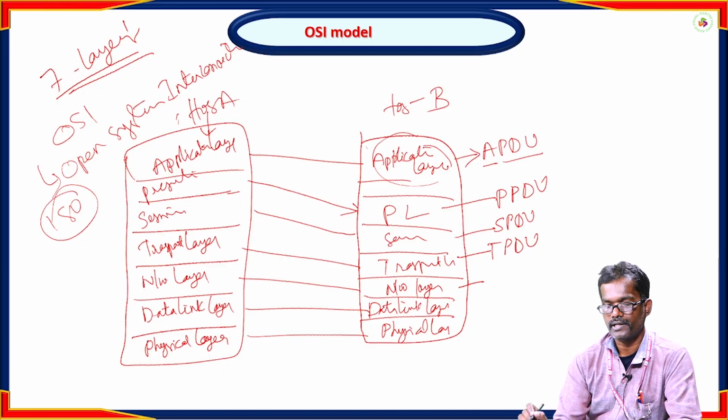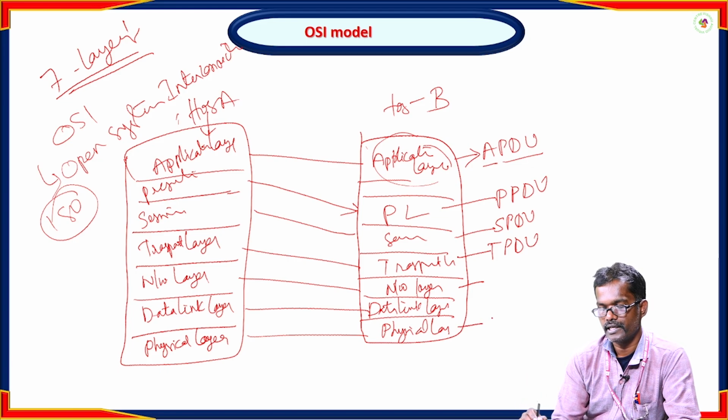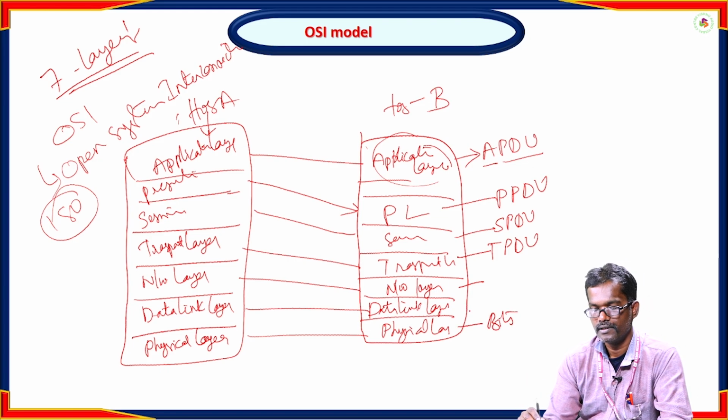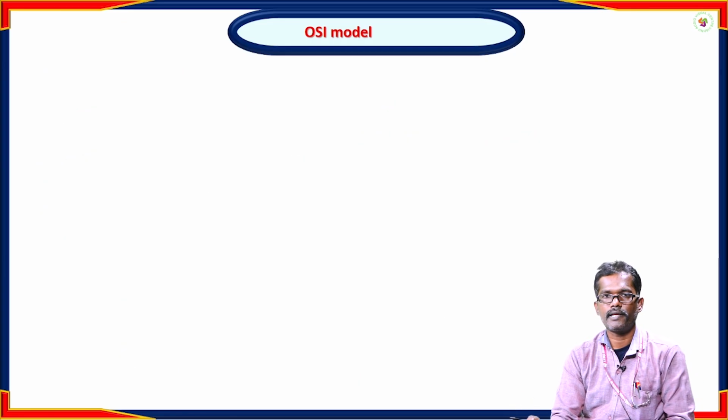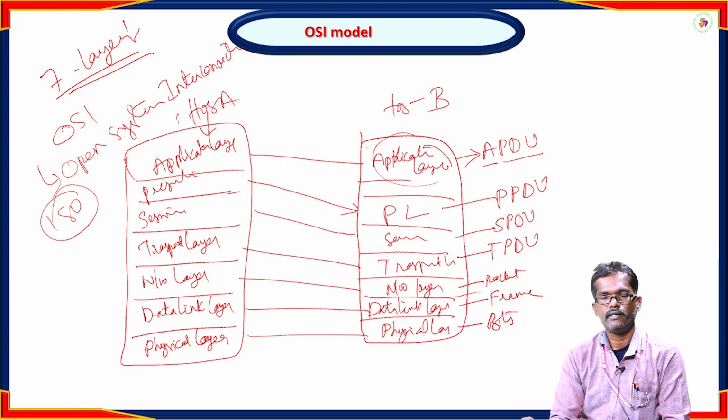Coming to the network layer, this is different. The physical layer has bits. In the data link layer, we have frames. Here we call it a packet. Frame, bits, packets: only for these three do we have different names for the data units.